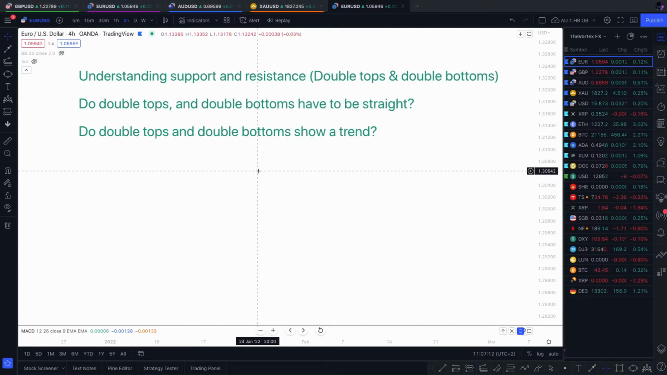So today we are going to speak about understanding support and resistance with double tops and bottoms. Then we're going to talk about, do double tops and double bottoms have to be straight, and do they show a trend? This is all very simple but very important to understand. Understanding support and resistance with double tops and double bottoms.